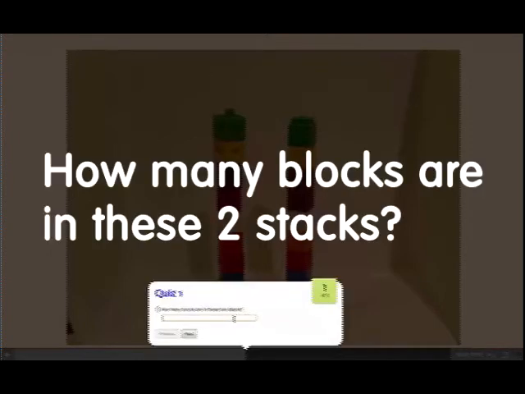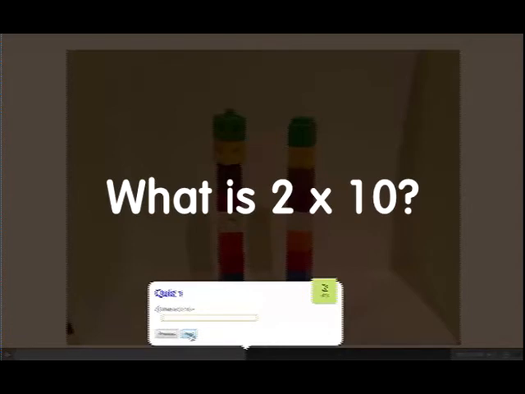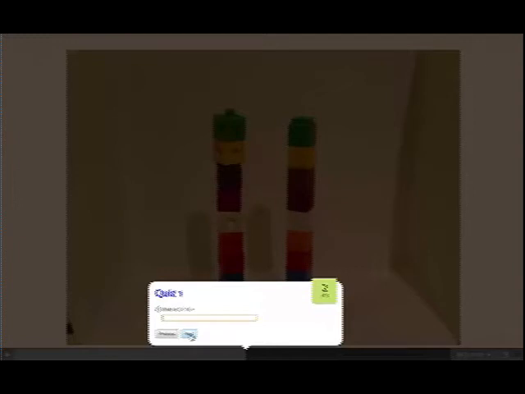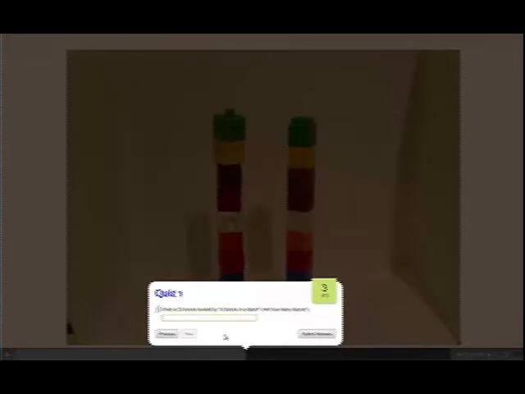We're going to take this really quick quiz. This is question number 4. How many blocks are in these two stacks? I'm going to put 0, but you need to put the correct answer. Next, what is 2 times 10? I'm going to put 0 again. You need to put the correct answer. So this is question number 5. Question number 6. What is 20 blocks divided by 10 blocks in a stack? Your hint is how many stacks are there? Moving on.